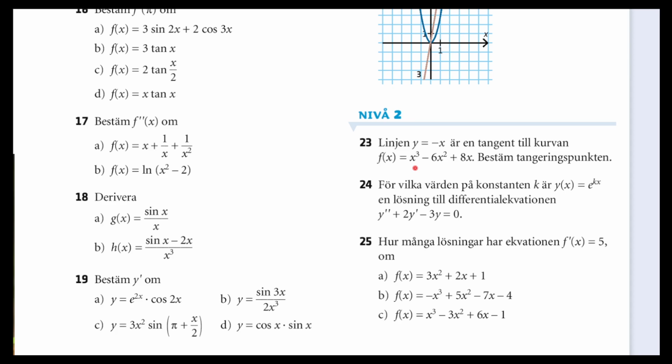But if a is 3, let me put it there, f of a becomes 3 to the power of 3 minus 6 times 3 to the power 2 plus 8 times 3. So 27, minus 54, plus 24, and that becomes minus 3. So this is important. Are both of them acceptable? Or if not, which one is acceptable?